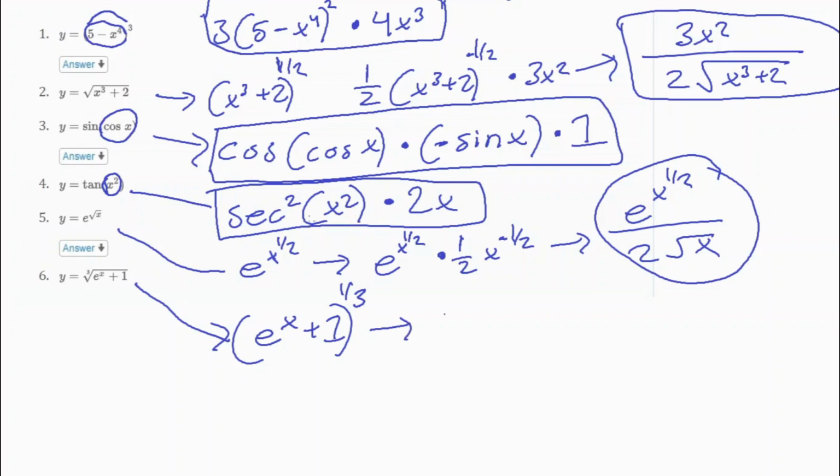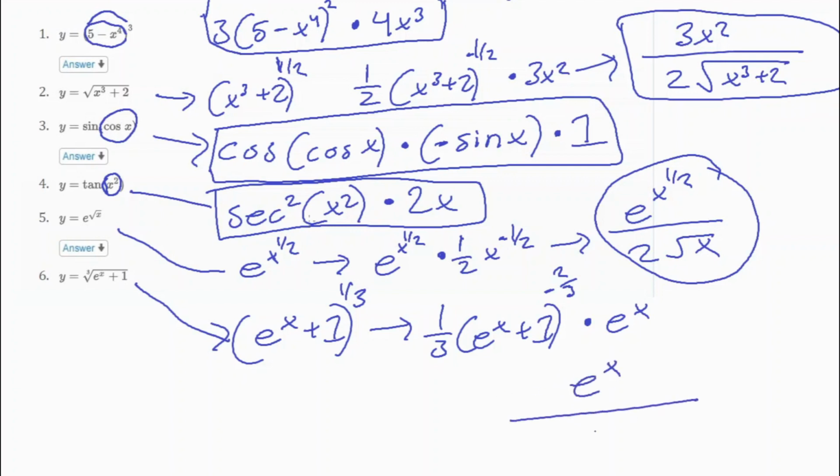And now we could use the chain rule, so we're going to have 1/3 in the front. e to the power of x plus 1 stays the same. We subtract the exponent by 1, so it's going to be 1/3 minus 1, which is going to be negative 2 over 3. And multiply by the derivative of the inside, which is just going to be e to the power of x. And we could rewrite this as e to the power of x over 3 times the cube root of (e^x plus 1) squared. So it's a little bit messy, but that would be your derivative using the chain rule for number 6.